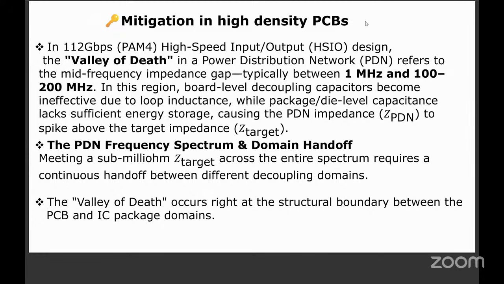In this region, board level decoupling capacitors become ineffective due to loop inductance, while package or die level capacitance lacks sufficient energy storage, causing the PDN impedance ZPDN to spike above target impedance.